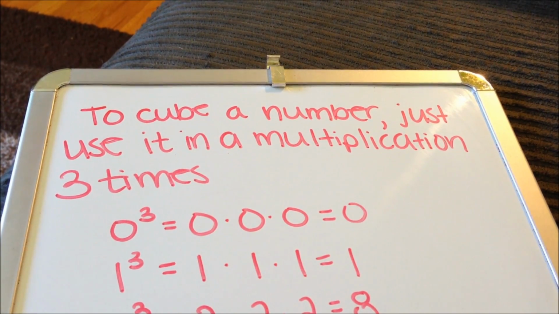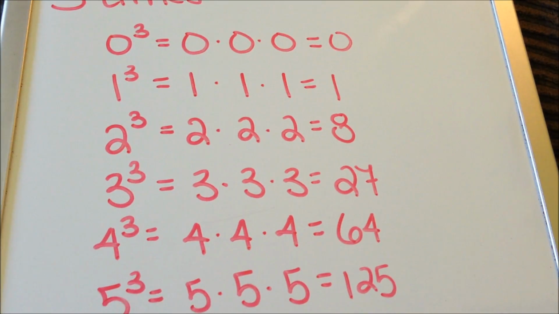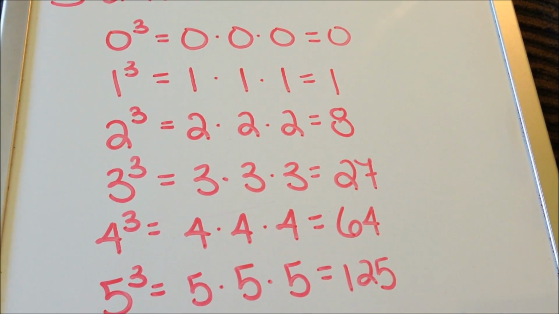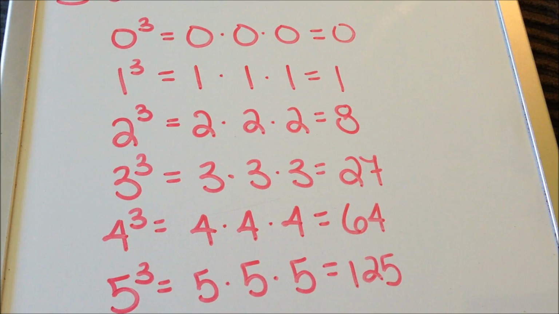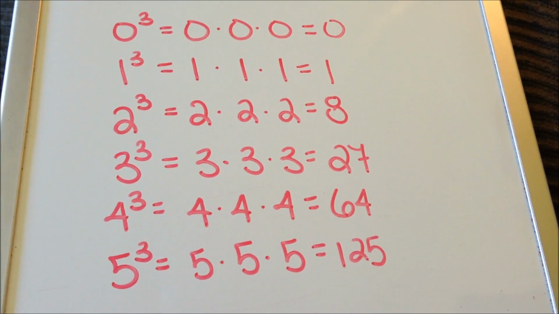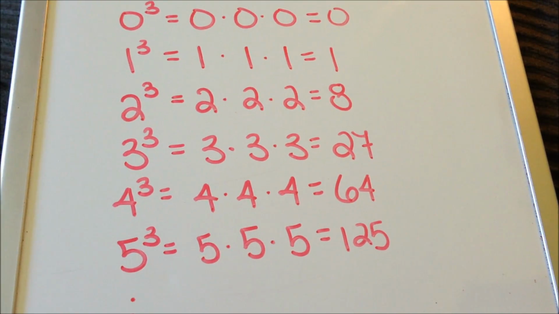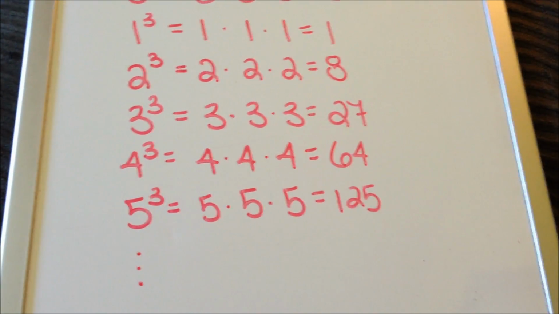To cube a number, just use it in a multiplication 3 times. In other words, a number times itself times itself. For example, 0 cubed is 0 times 0 times 0, 1 cubed is 1 times 1 times 1, 2 cubed is 2 times 2 times 2, and so on. The perfect cubes are 0, 1, 8, 27, 64, 125, and so on.